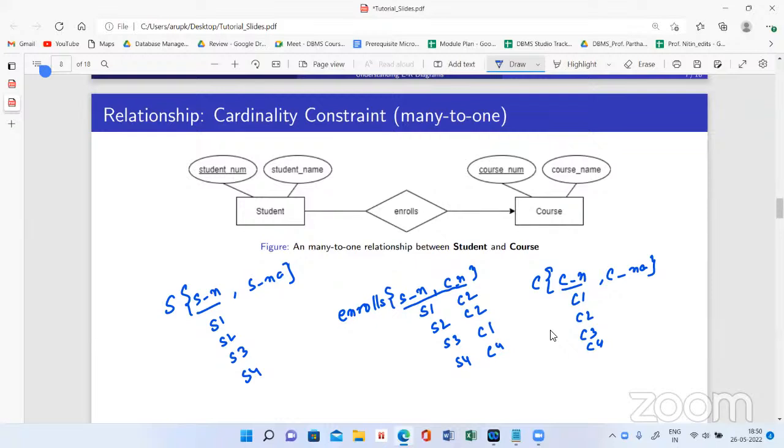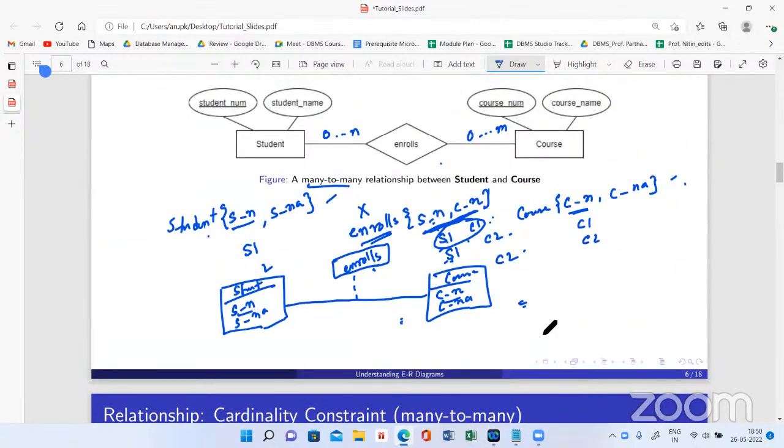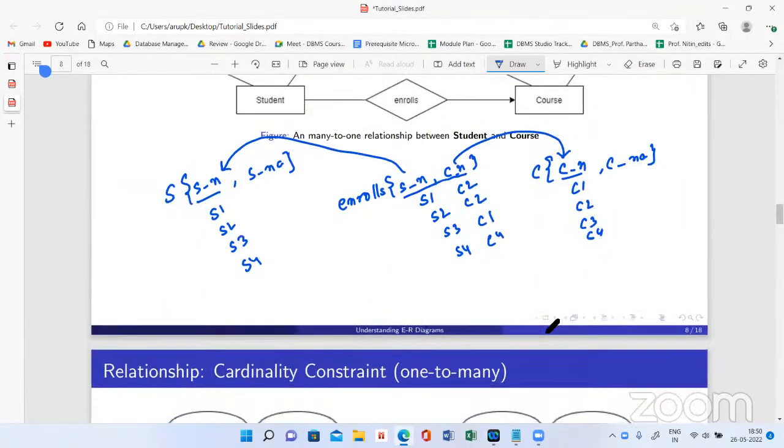Does it make sense up to this? Okay, so now clearly it is understandable. The student number is a foreign key referring to this, and the course number is referring to this. It is true for the previous one also. I may not have shown the foreign key there, but it's true for that also, right?